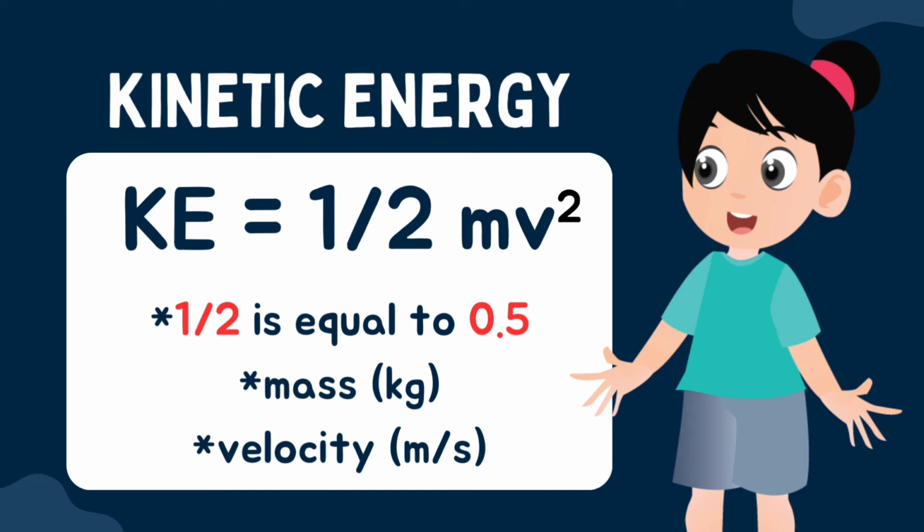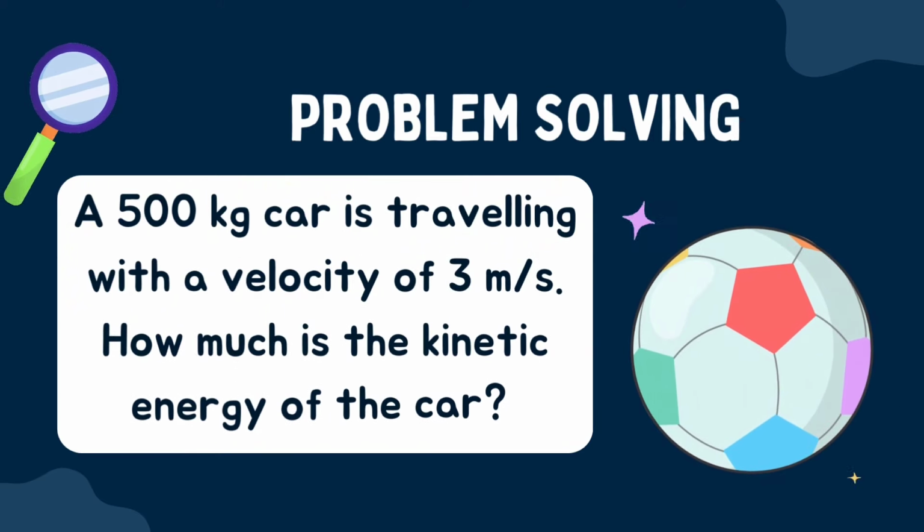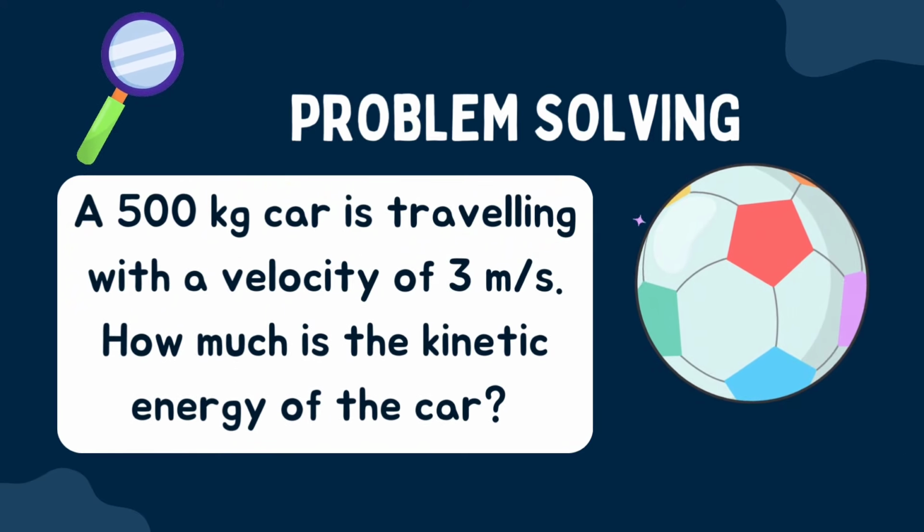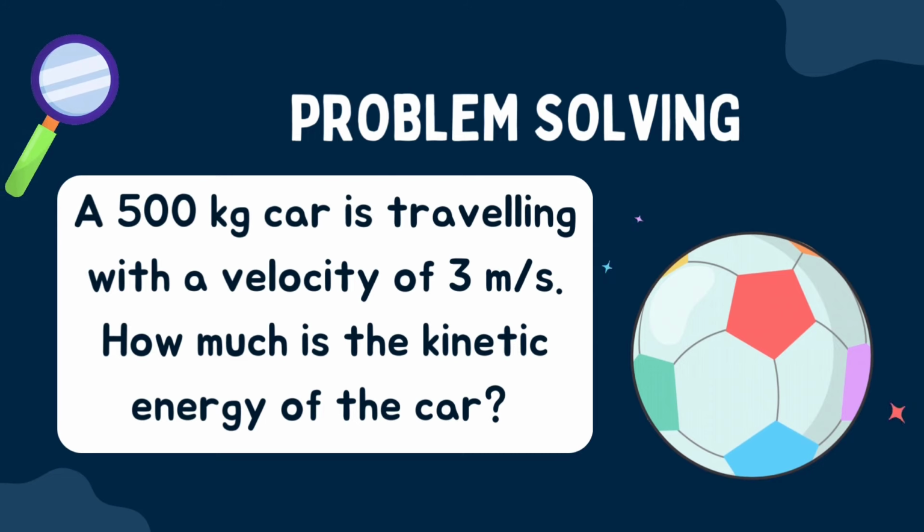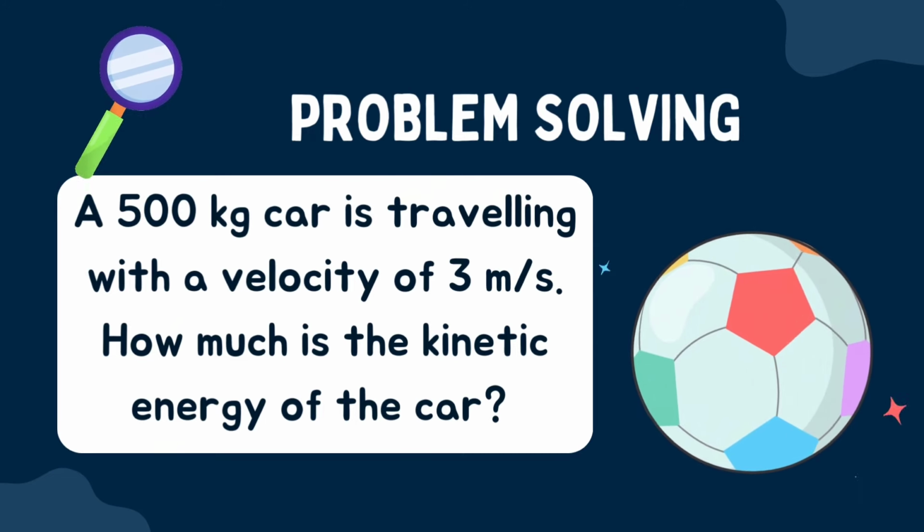M stands for the mass in kilogram and V stands for velocity in meters per second. Always remember that the value of velocity should be multiplied to itself before being multiplied to 0.5 and the value of mass, because in the formula it should be velocity squared. Now let's try to solve this problem using the formula KE is equal to 1/2 mv squared.